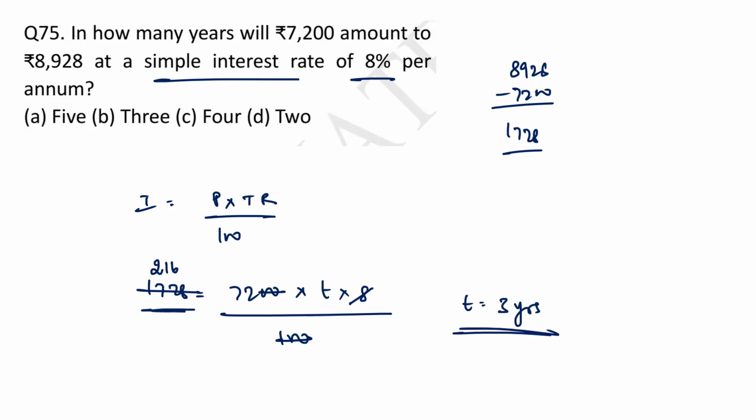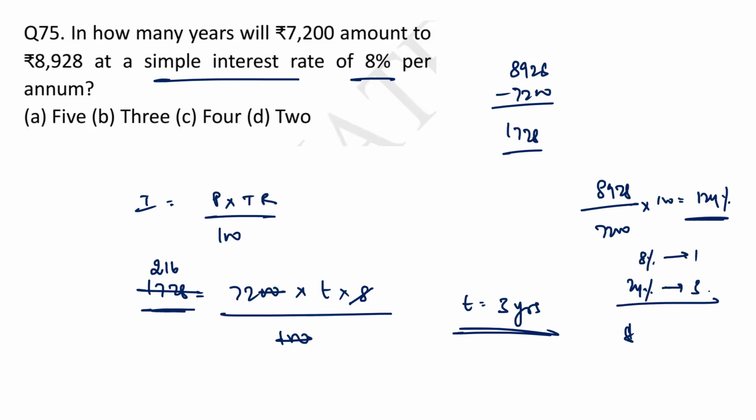So you can apply your calculation in your own way. Even if you want to find out 8928 is what percent of 7,200, you're going to get it is 124%. So you're going to get 24% for 3 years. So 1 year, it's going to be 8%. Sorry, 24% for 3 years, 8% is given for 1 year. So 24% is 3 years. Like that also you can find out.